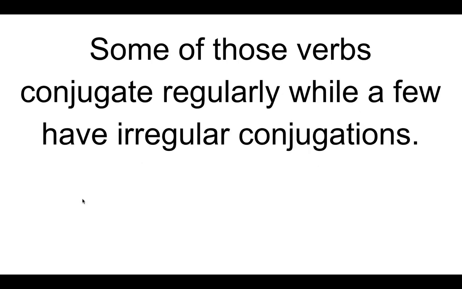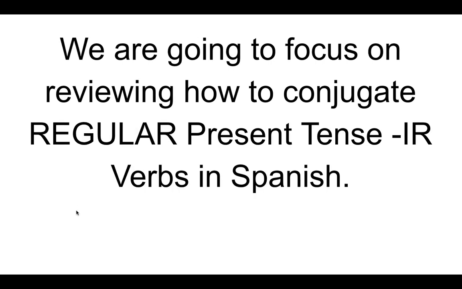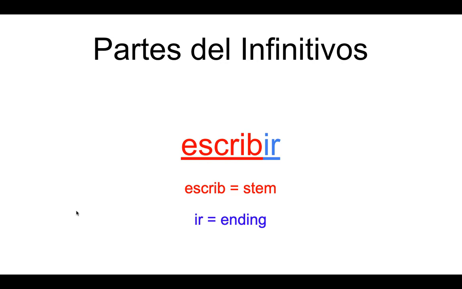So some of those verbs conjugate regularly, which is what we are going to focus on, and a few of them have irregular conjugations, which you'll learn how to do when you move on to Spanish II. So, like I said, we are going to focus on reviewing how to conjugate regular present tense IR verbs in Spanish. So, every verb in Spanish starts out as an infinitive, or an infinitivo, and there are parts to those infinitives, partes del infinitivo. So, here is an infinitive.